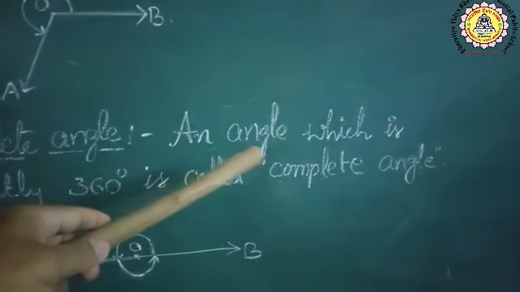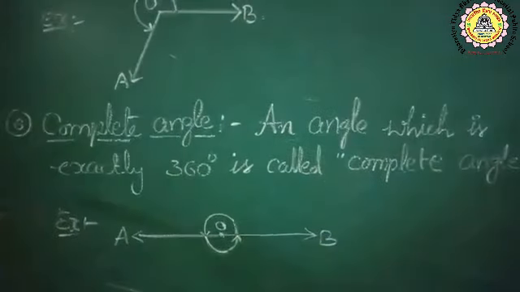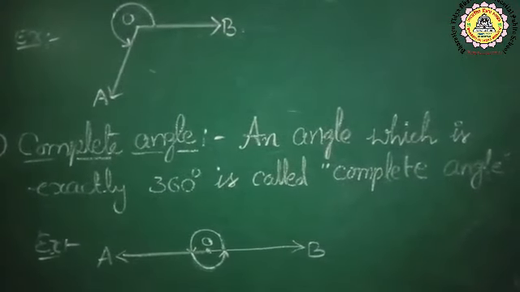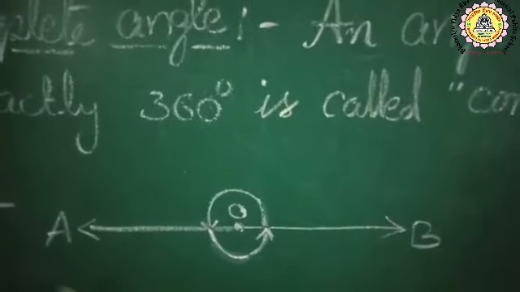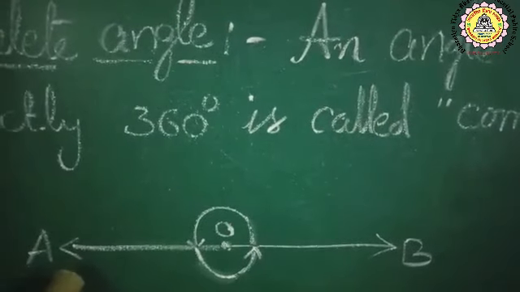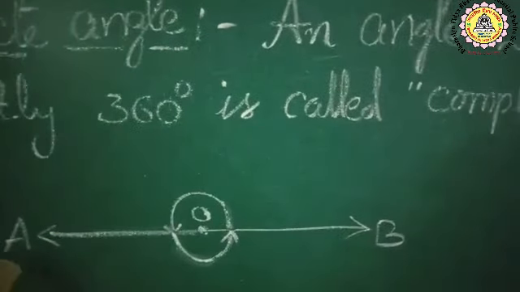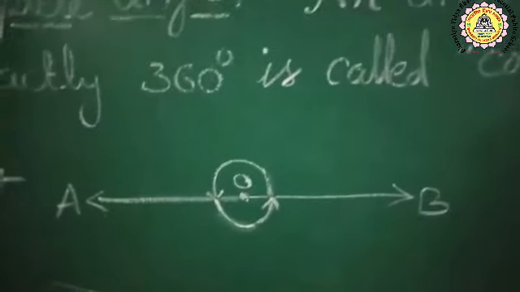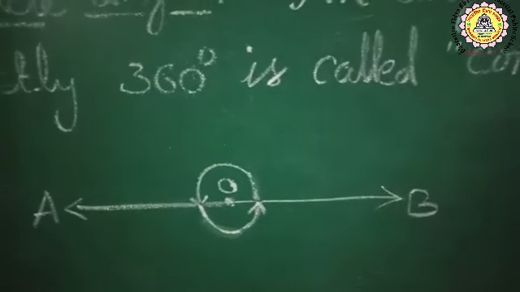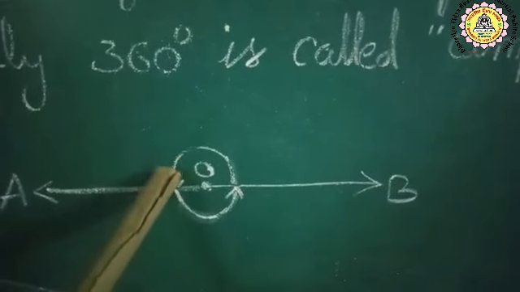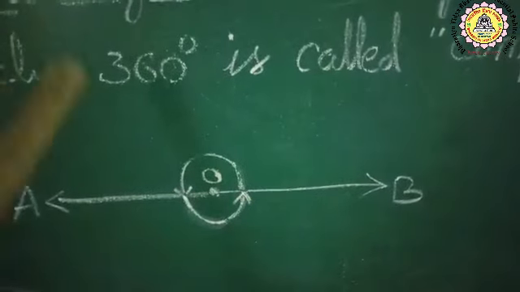An angle which is exactly 360 degrees is called a complete angle. For example, observe this one here. Actually, what I said already about a straight line: I draw a straight line and I just keep these arrow symbols. Now here also like that one. But for a straight line, we can draw the angle only from here to here, or here to here, and that indicates 180 degrees only.